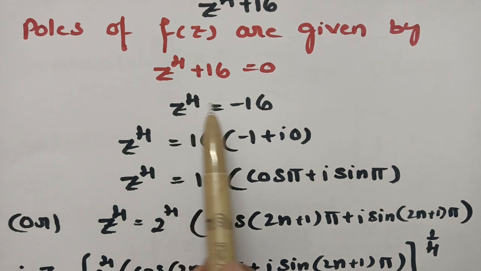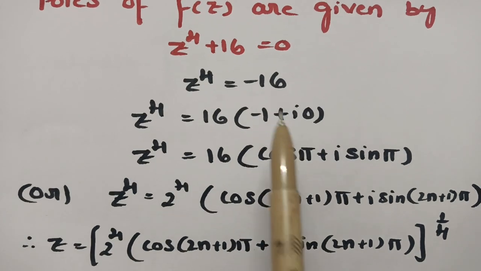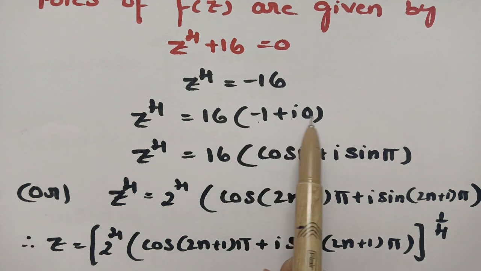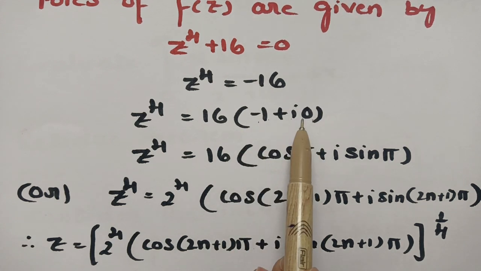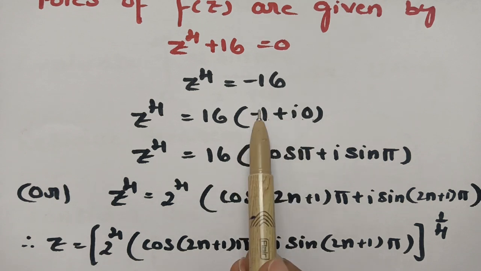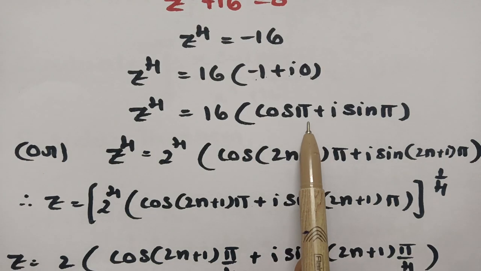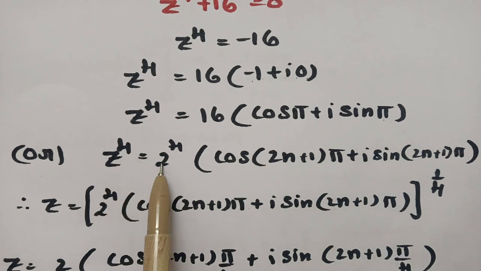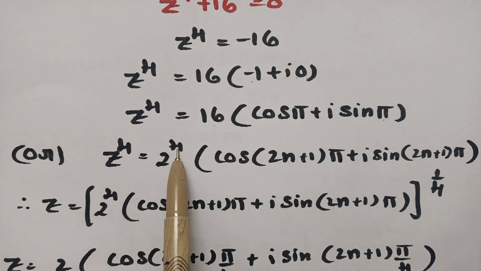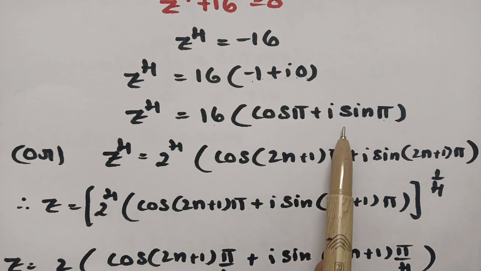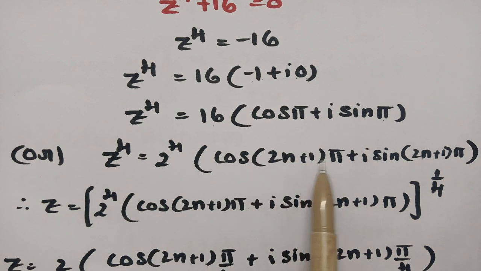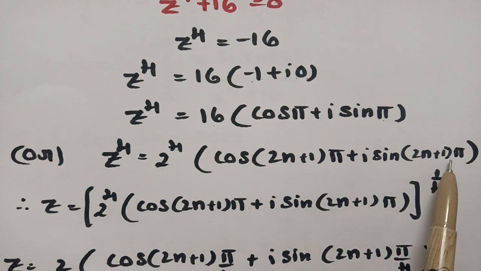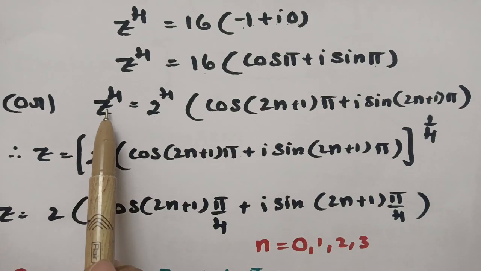So z power 4 is minus 16, and see here, 16 times minus 1 can be written as minus 1 plus i times 0. This is the real part and this is the imaginary part. So minus 1 can be written as cos 180 degrees and 0 can be written as sin 180 degrees. See here, z power 4 is equal to 16, which can be written as 2 power 4, and this in general can be written as cos of (2n plus 1) pi plus i times sin of (2n plus 1) pi. Clear? And now I need the value of z.